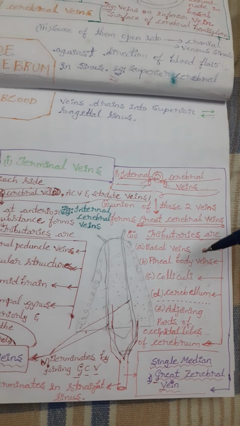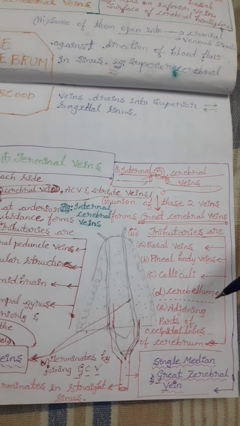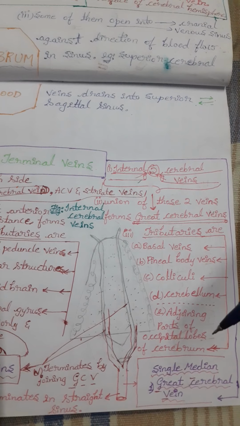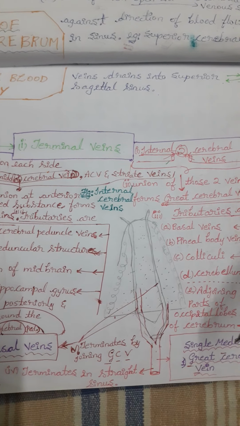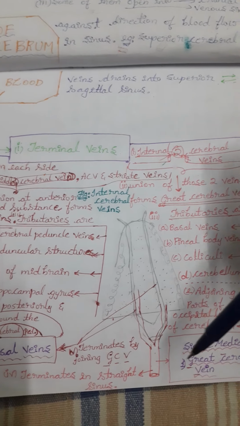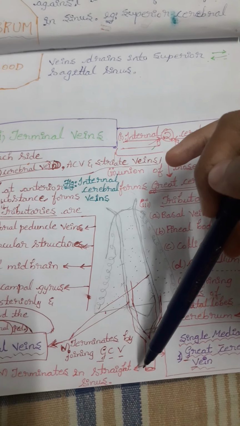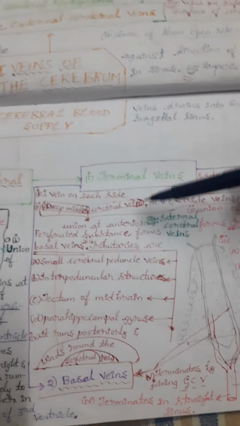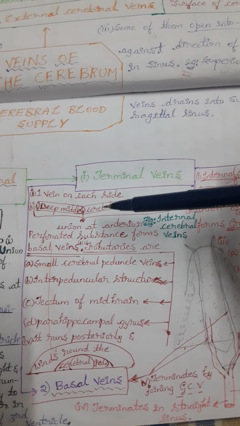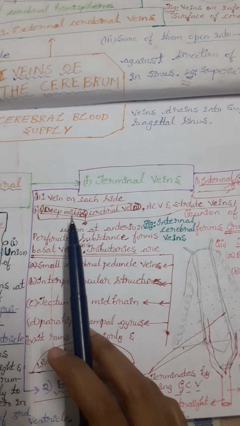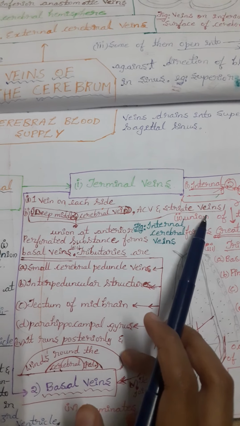Its tributaries are basal veins, pineal body veins, colliculi, cerebellum, adjoining parts of occipital lobes of cerebrum, and its single median great cerebral vein will terminate in straight sinus. This one is a straight sinus. Second division of terminal veins are basal veins, which are one vein on each side, formed by deep middle cerebral vein, anterior cerebral vein, and striate veins.